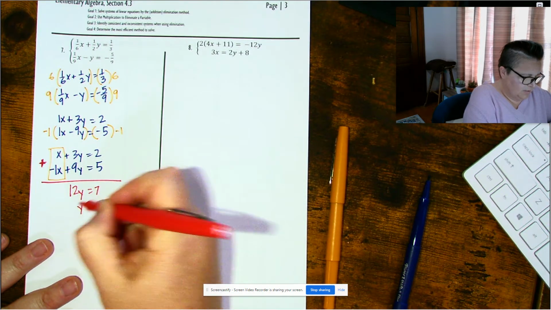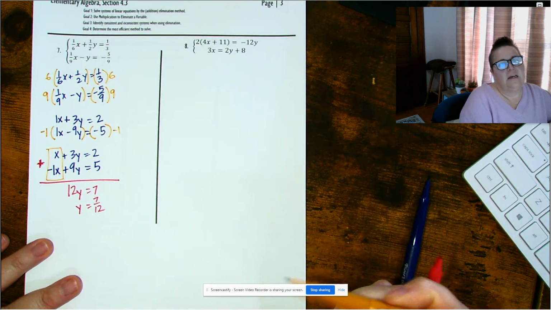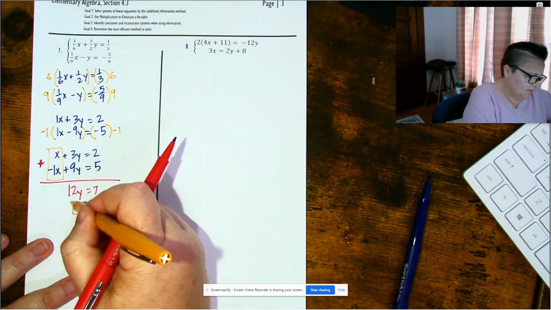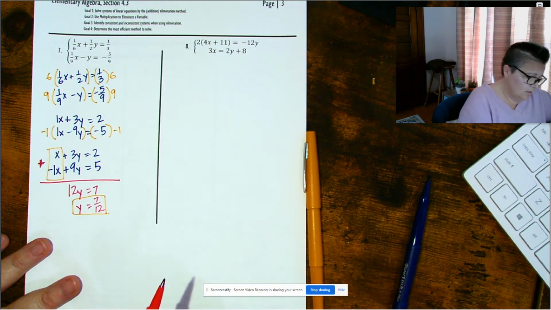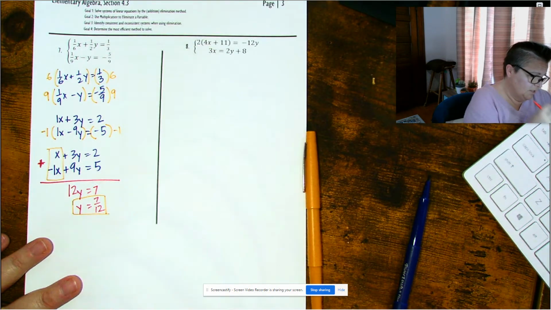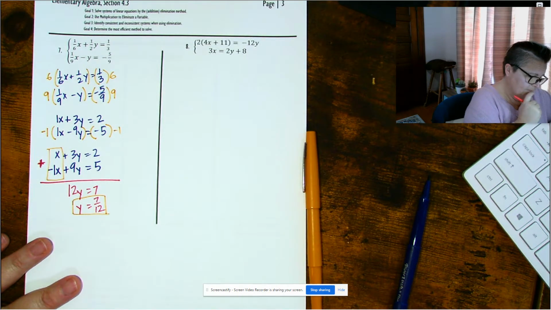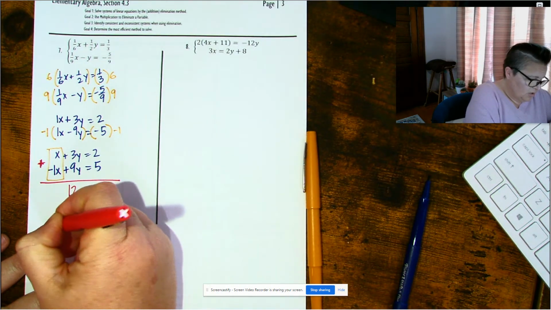dividing both sides by 12, I get y is 7/12. Oh, of course, it's going to be an ugly answer. That's okay. These things happen. Now I need to take this and put it into either one of the equations. It's kind of a crapshoot. I'm going to need to use my fraction button on my calculator no matter which one I do. So I'm just going to choose the hard one.